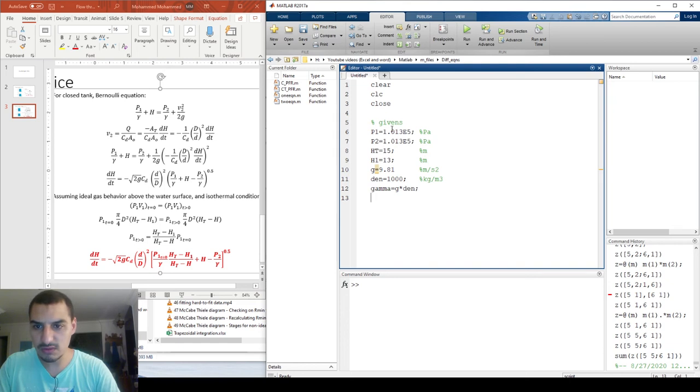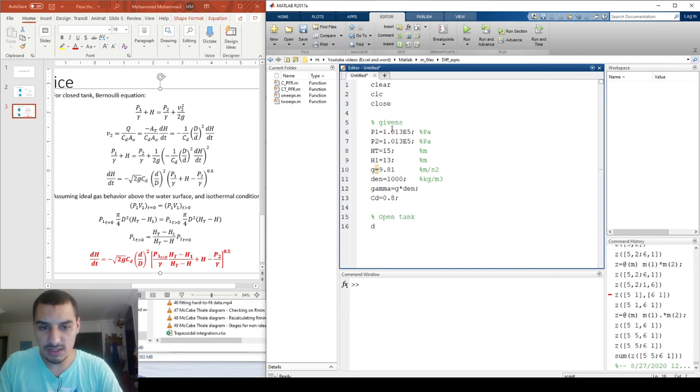I have CD, I'm gonna put it as 0.8 for now. What else? I think this is all the givens that we have now, so we can start with writing the equations. So I'm gonna start first with the open tank, which is the simple case.